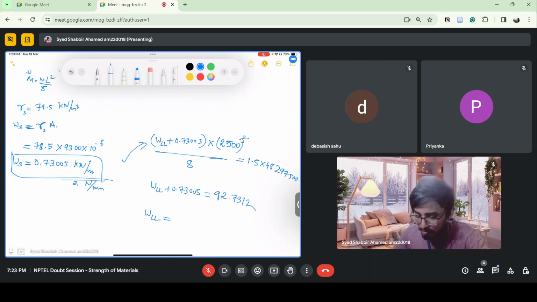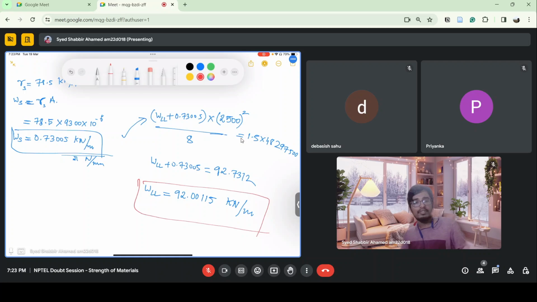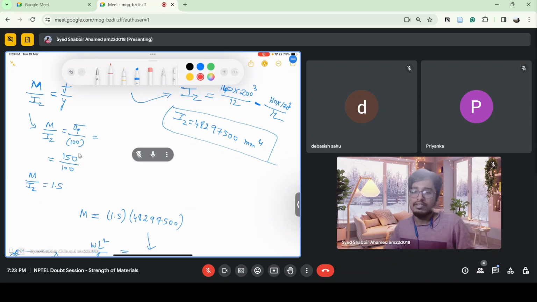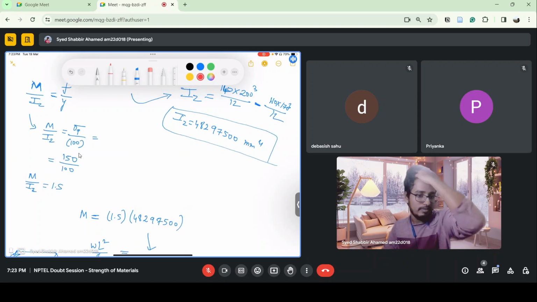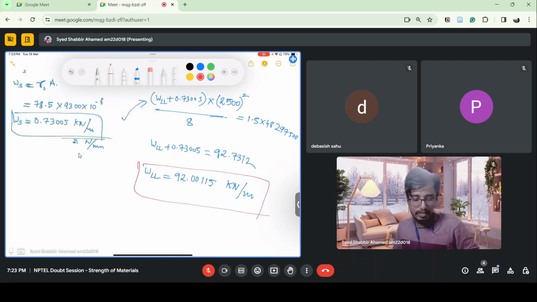the live load which we should get. So the maximum live load which we can apply is 92.00155 kilonewton per meter. This is the maximum live load which can be applied on this beam, given the permissible stress is 150 megapascals. If we go beyond this, the section will fail, eventually leading to the failure of the beam. Okay, this is fine, I hope.